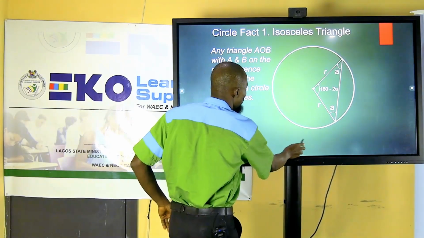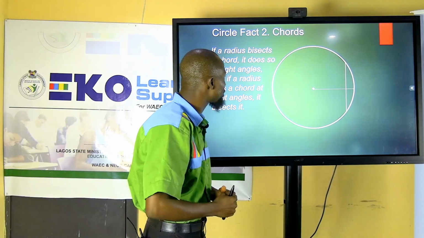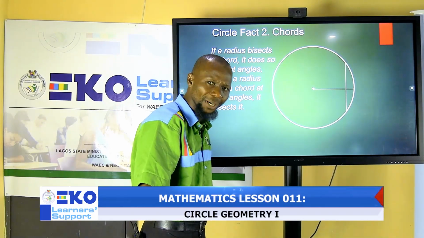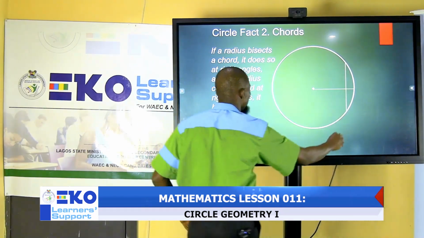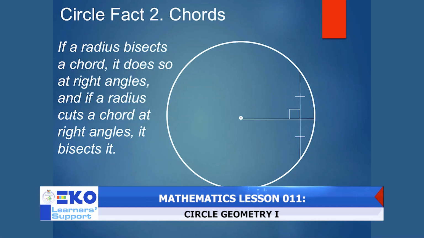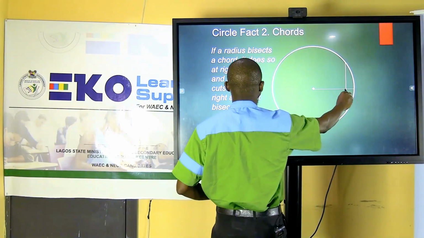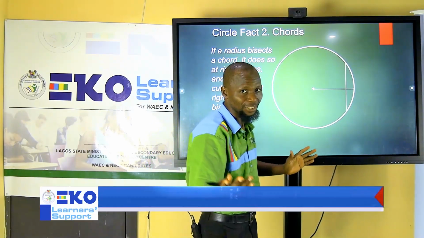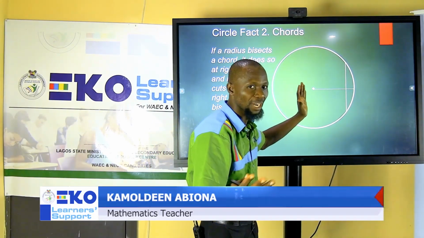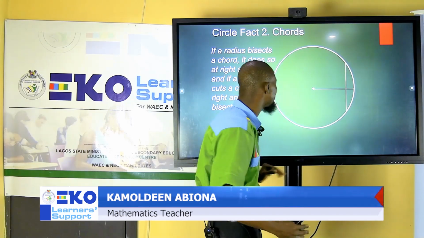180 degrees. So we also have another fact here, which is chord. Do you remember the definition of a chord? A chord is a line joining two points on the circumference together. So this is a chord. And in this case, if a radius bisects a chord, this is a radius, bisect a chord. So a chord which is not a diameter.